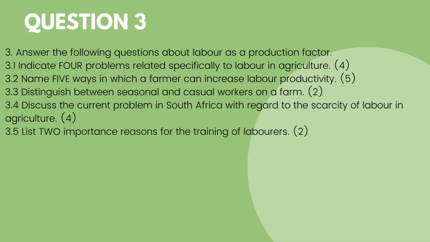Discuss the current problem in South Africa with regard to the scarcity of labor in agriculture. We have also discussed this. So now you can rewind so that you can refresh your memory, or you just try to answer what you can remember, what we have just discussed now. Now, list 2 important reasons for training of laborers. So, reasons for training labor: it's either you improve the skills of laborers, you create security regarding their future, and also you improve productivity. So you're going to list any two, right? If you are asked to list two.